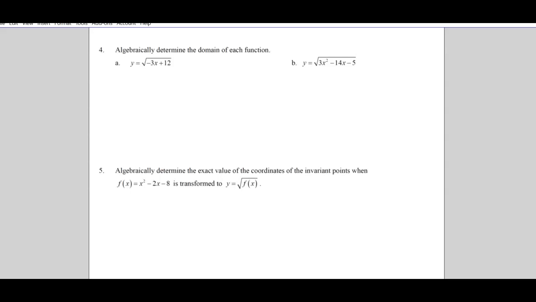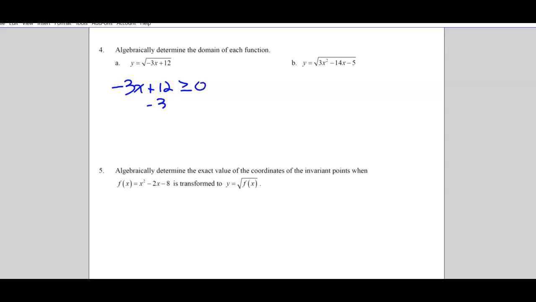Okay. So algebraically determine the domain of each function. We already kind of did this back on the first day, finding the domain and range of some of those radical functions. This is just thinking more about the radicand being the original function. Kind of up to you, but we know that we need negative 3x plus 12 to be greater than or equal to 0.